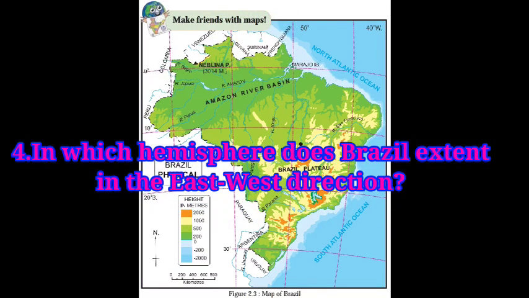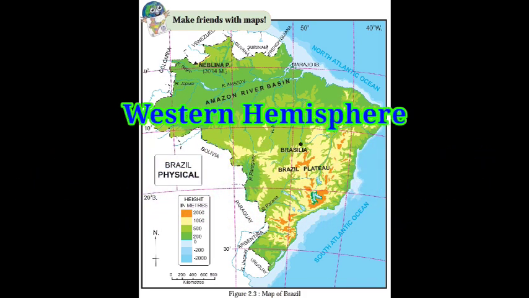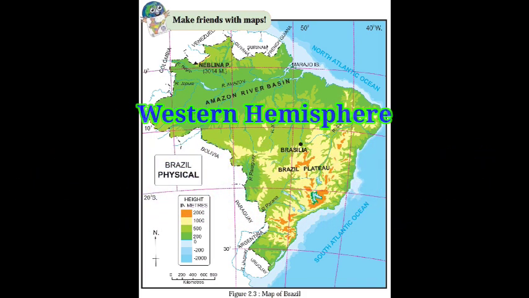Question number 4. In which hemisphere does Brazil extend in the east-west direction? So you can see in the figure. And also, if we see Brazil in the world map, Brazil is located on the western side of the prime meridian, and this is the western hemisphere. That means in the east-west direction Brazil extends in the western hemisphere.